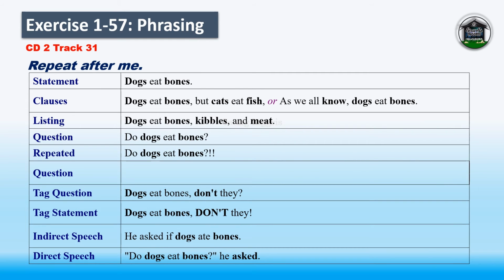Exercise 157. Phrasing. Repeat after me. Dogs eat bones. Dogs eat bones, but cats eat fish. Or, as we all know, dogs eat bones. Dogs eat bones, kibbles, and meat. Do dogs eat bones? Dogs eat bones, don't they? He asked if dogs ate bones. Do dogs eat bones, he asked.